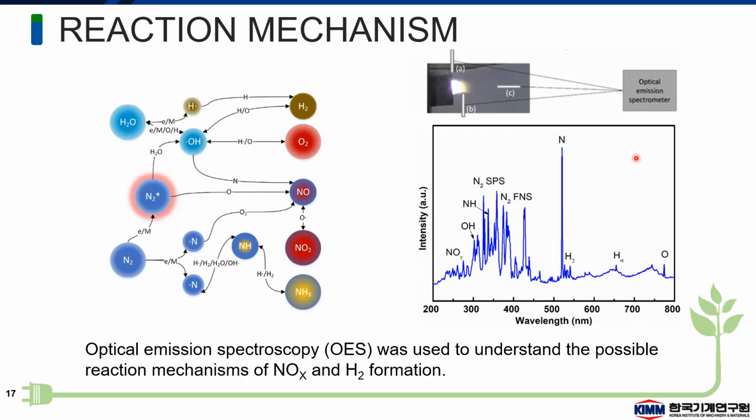So let's talk about the reaction mechanism. After that, we opened our reactor system to check the optical spectrum with optical emission spectroscopy. So here is a spectrum. We can see oxygen, hydrogen, nitrogen, NH, OH, and NO radicals. So on the basis of these peaks, we designed the reaction mechanism. We can see the production of different radicals at different specific energies.